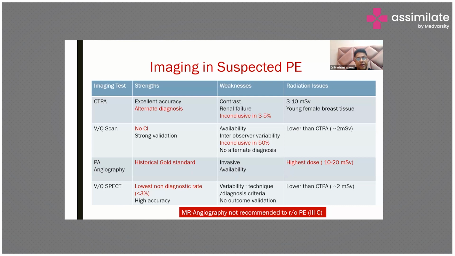VQ SPECT is the latest technology, which has the lowest non-diagnostic rate, and radiation is also less. So you can also use this if you have availability of VQ SPECT, but in general we do CTPA for all the patients. And MR angiography is not recommended to rule out PE. Please remember it.